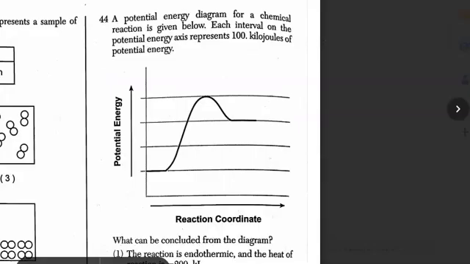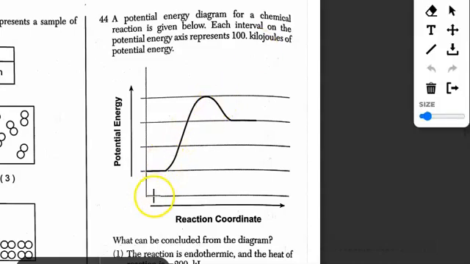Question 44 is an interesting question. It's a potential energy diagram question. They show up, but usually we don't see them where they're going to give you the values here on the y-axis of 100 kilojoules for each line. Now you're asked about whether the reaction is endo or exo. You're starting low, you're ending high. That makes it endothermic. And then what delta H, or the heat of reaction, is. And it's the energy of the products minus the energy of the reactants.